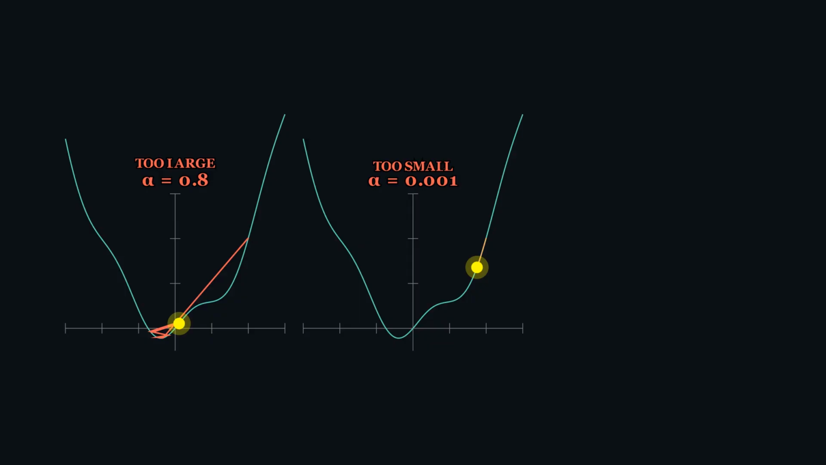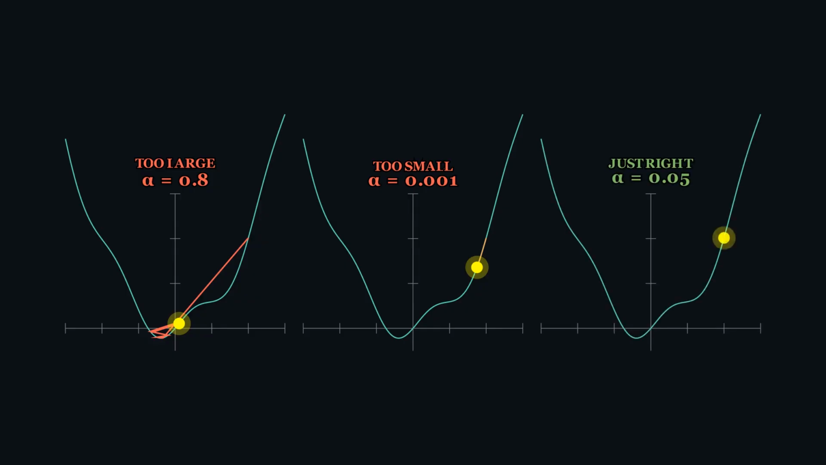Now alpha equals 0.001. The dot barely moves. After 100 steps, we've hardly made any progress. Technically, it will converge, but it would take thousands of steps to reach the minimum. With alpha at 0.05, the steps are large enough to make real progress, but small enough to converge smoothly into the valley. In practice, researchers often start with a larger learning rate for fast initial progress, then gradually decrease it as training continues, like taking big strides when you're far from the valley, then careful steps as you approach the bottom. This is called a learning rate schedule.